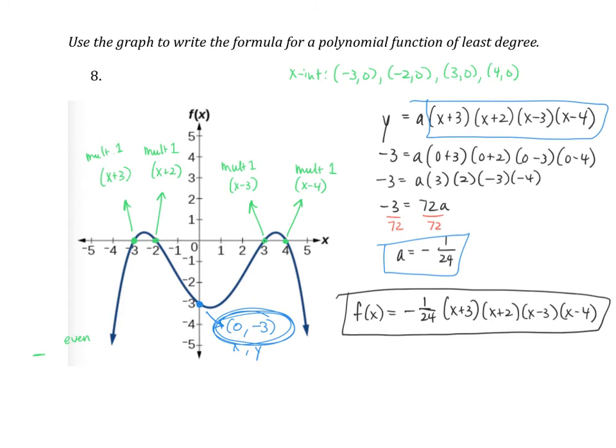Okay, so let's just verify the end behavior. So it is a negative, which we expected from the end behavior. And notice we have 4 factors, so that's going to be an exponent of 4, which is even, which is also something that we expected. Okay.